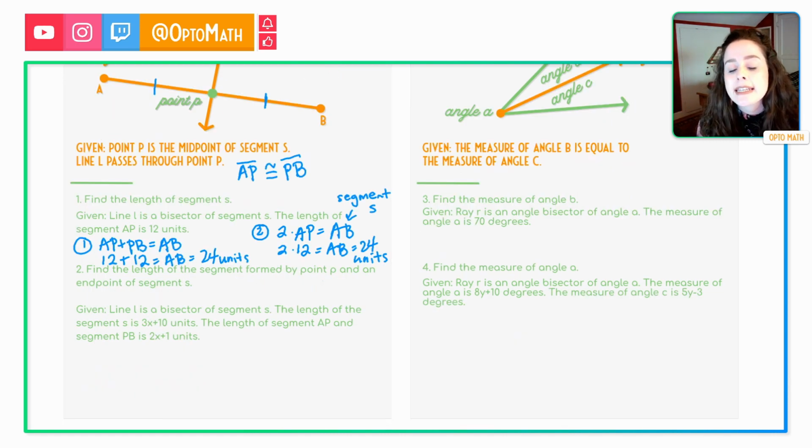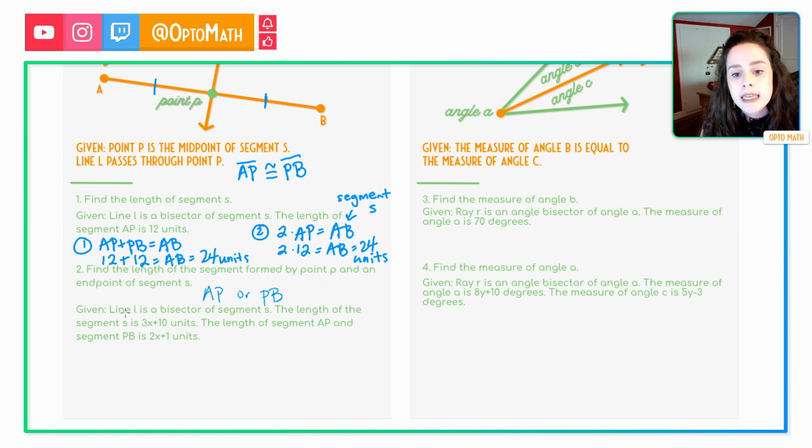Let's take a look at number 2. Find the length of the segment formed by point P and an endpoint of segment S. So this is asking us to find the length of AP or PB, and it really doesn't matter because they're equivalent, or they're congruent. Their lengths are equivalent and the actual segments themselves are congruent. So let's look at our given info.